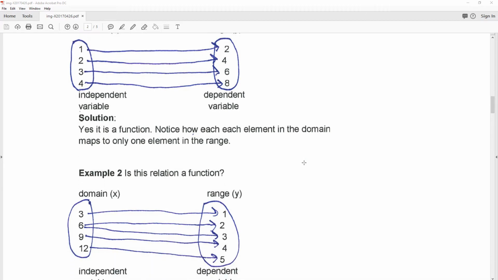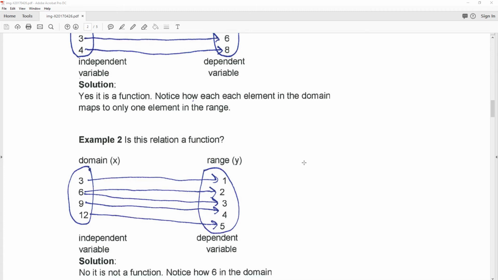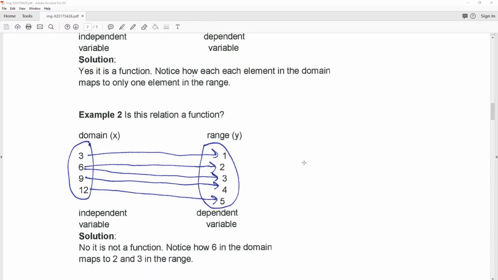Now, is this particular relation a function? Here we have our domain and our range. But in this case, notice that the element 6 in the domain maps to two different y's. So we have one input mapping to two different outputs. It's akin to saying a student can't pass the class and fail it at the same time. So in this particular case, this relation is not a function.